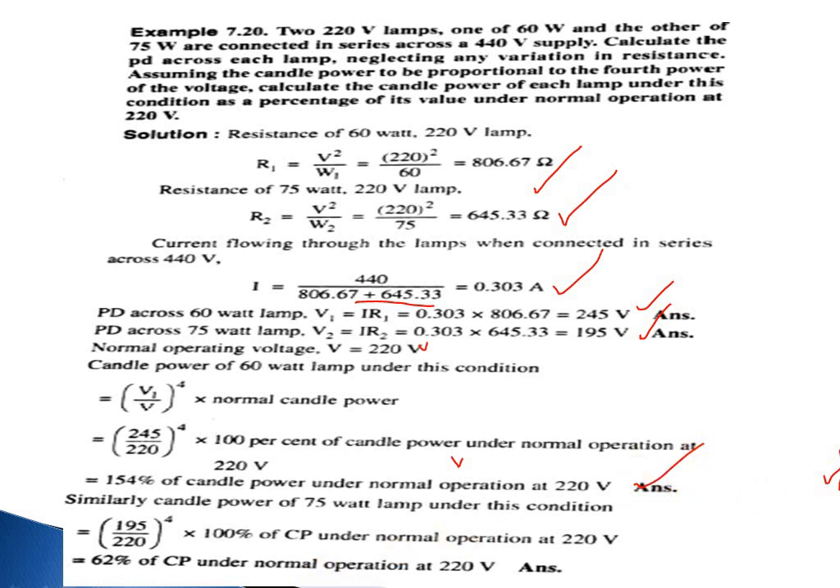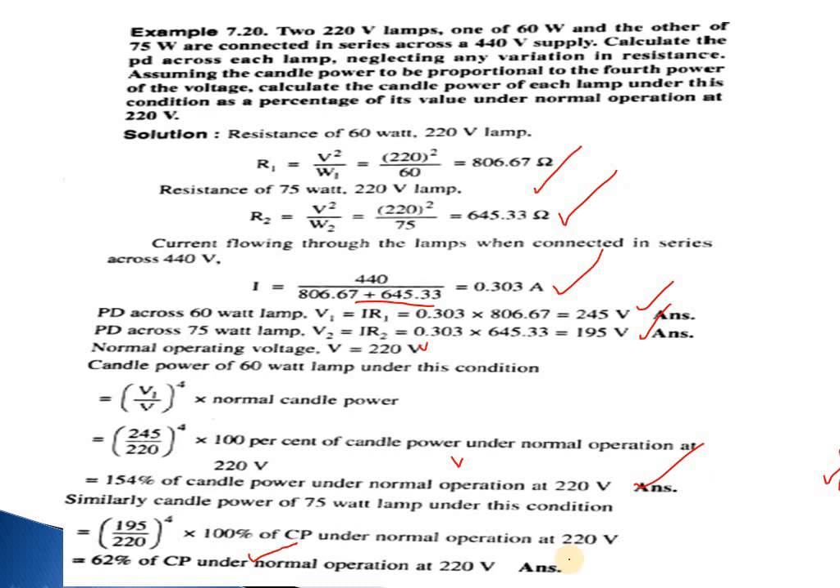And similarly we can calculate it for the other lamp also. It will be (V2 by 220), that is (195 by 220) whole to the power 4 into 100% of candle power under normal operating condition of 220. So in that way we are getting 62% of candle power under normal operating condition at 220 volts.